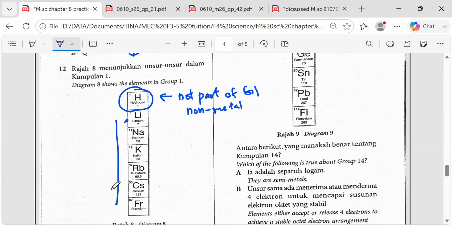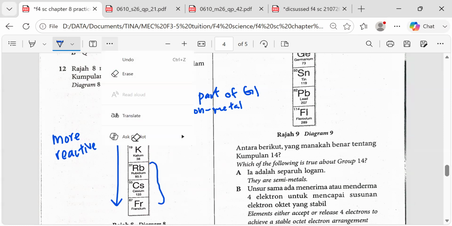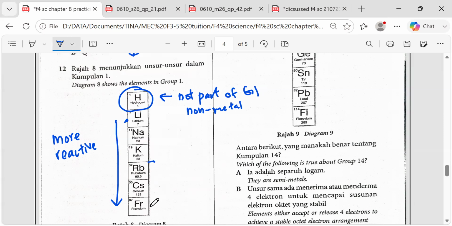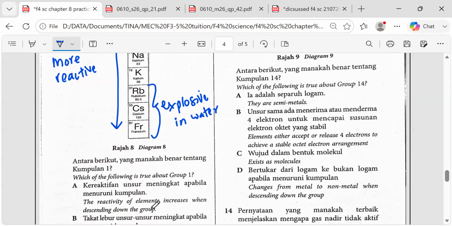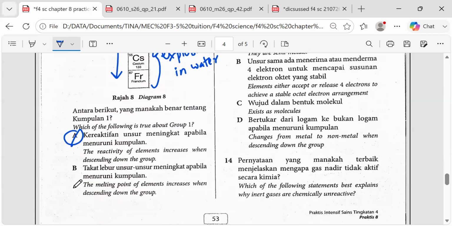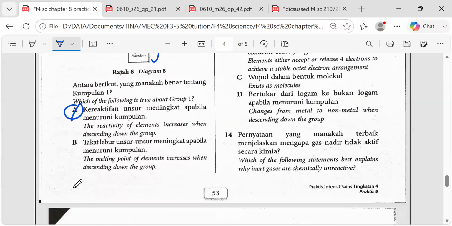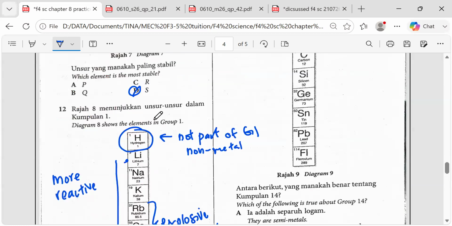When you go down, it becomes more reactive. This and these three are explosive in water. They are so reactive that these three are explosive in water. The reactivity of elements increases when descending the group. Correct. Increases. Yeah, correct. Please write this down. Hydrogen is not part of group 1.